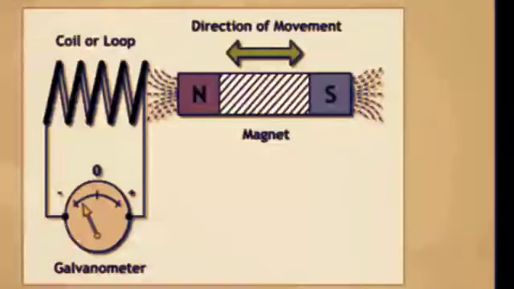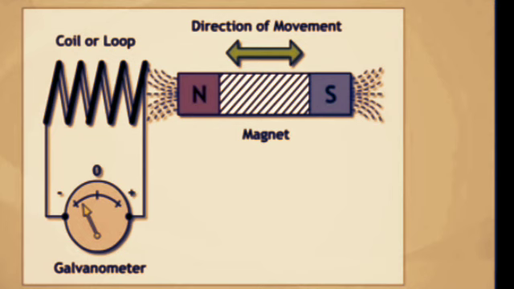Before this, we have studied if we keep an electric conductor in a magnetic field such that direction of the current flowing through the conductor is perpendicular to the magnetic field, then a force is exerted on the conductor. Because of this, the conductor moves or changes its direction.